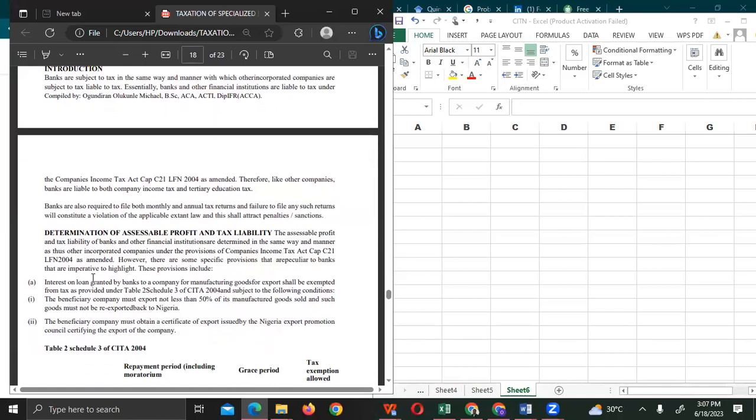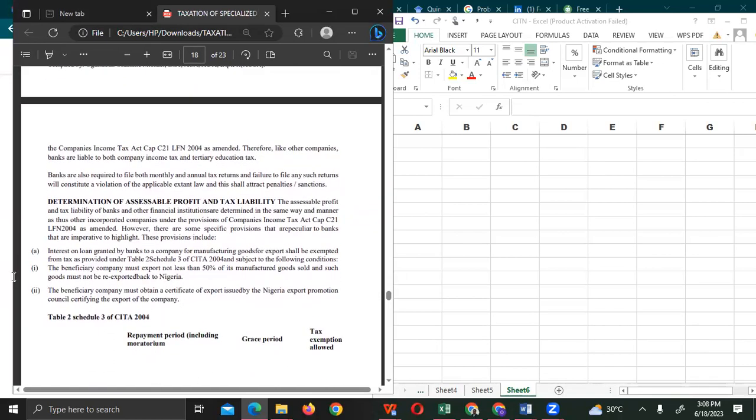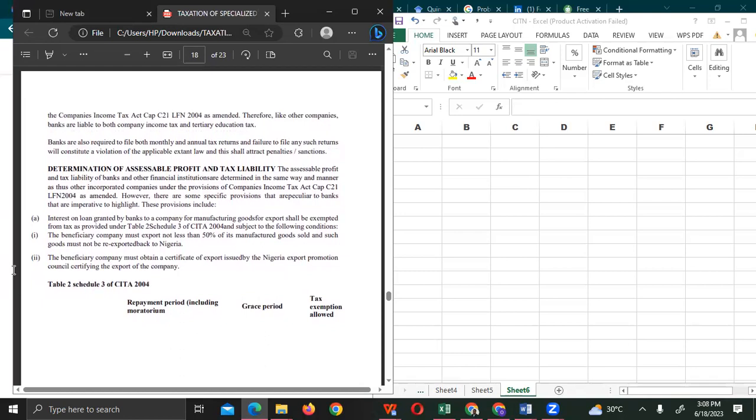So let's look at how we determine the assessable profit and tax liability. The assessable profit and tax liability of banks and other financial institutions are determined just like the normal incorporated companies. But then we have to look at the tax incentives and other tax provisions that are made available by the tax laws in respect of determining the tax liability.